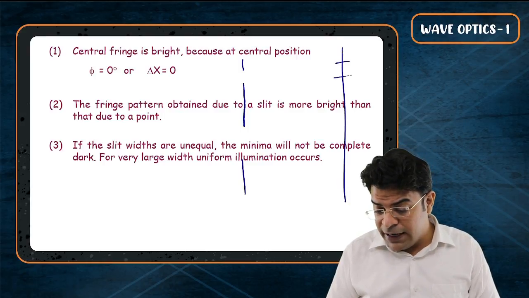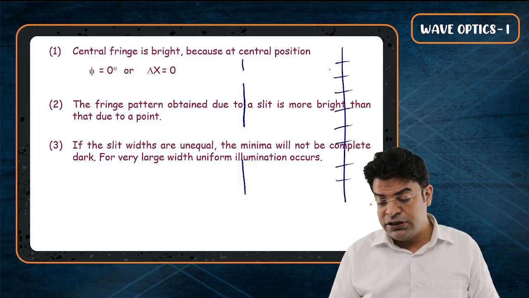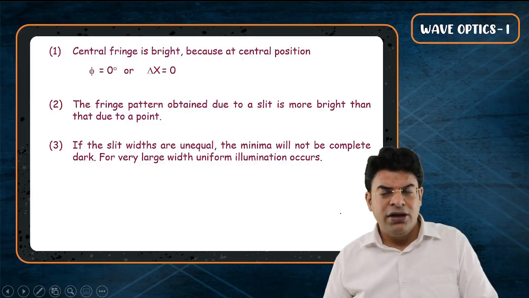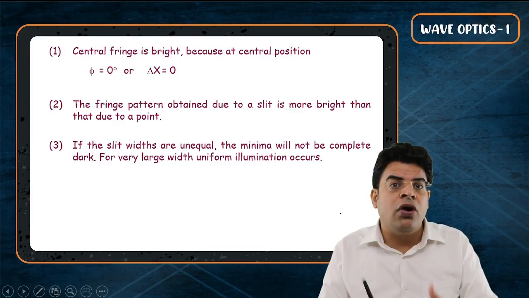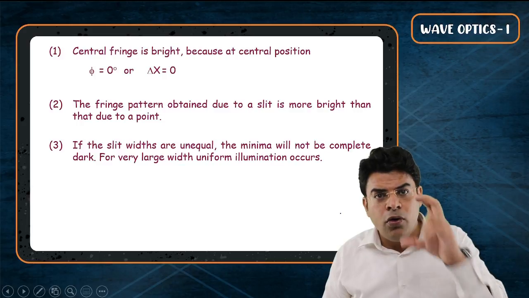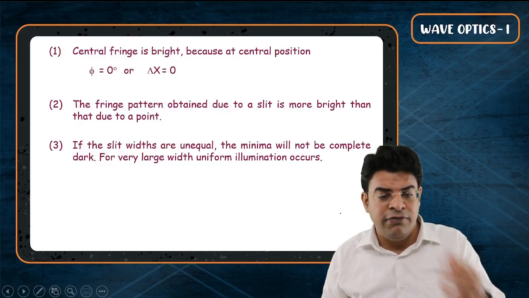There is no bright, dark, bright, dark pattern. You see uniform illumination. Why? Because you can't observe the wave pattern in its dominance, because now the opening size is way greater than the wavelength.